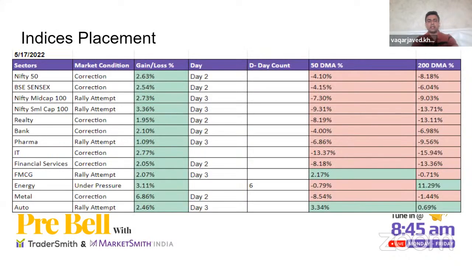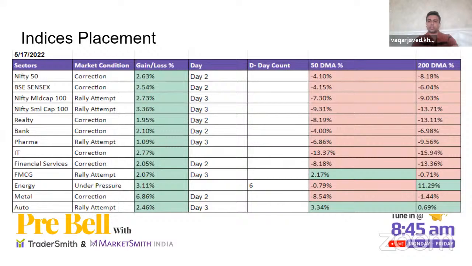Now let's look at how the indices are placed at the moment. Last week when we discussed the indices, most indices were in the correction phase, and only the sectoral index of energy was under pressure. The energy index is still under pressure this week as well, but major indices such as the broader market indices, Nifty Mid Cap 100 and Small Cap 100, have come into rally attempt. Even certain sectoral indices such as pharma, FMCG, and auto have come into rally attempt as they have been able to stage day 3 of a potential or attempted rally now.